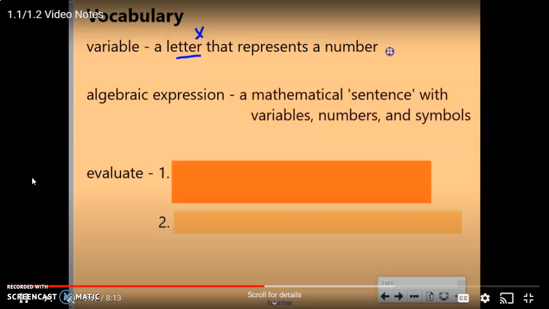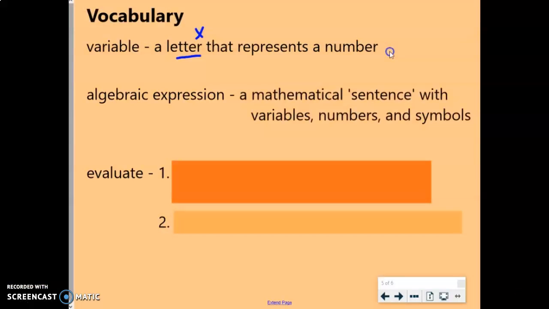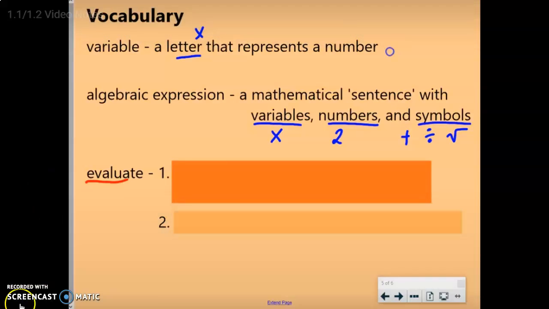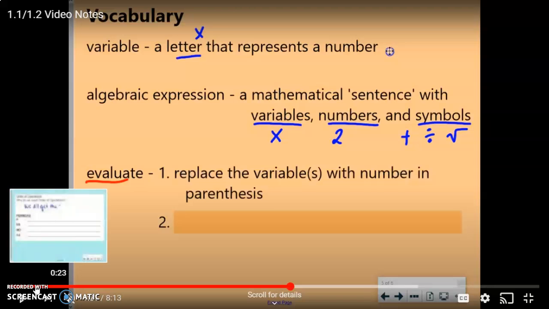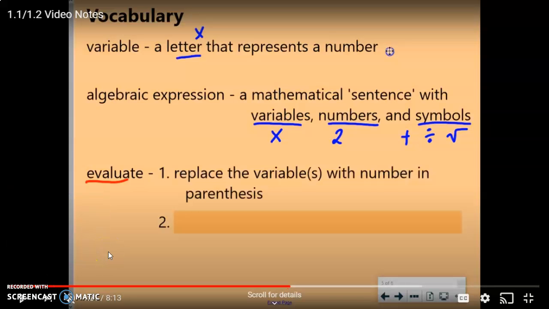And an algebraic expression, the ones that we're going to be looking at, is a mathematical sentence with variables, numbers, and symbols. For example, 4x plus 2, or 2x divided by 7, or the square root of 2 times y. All of those are examples of a mathematical sentence. And then again in the learning target, remember we said that we were going to evaluate these expressions.